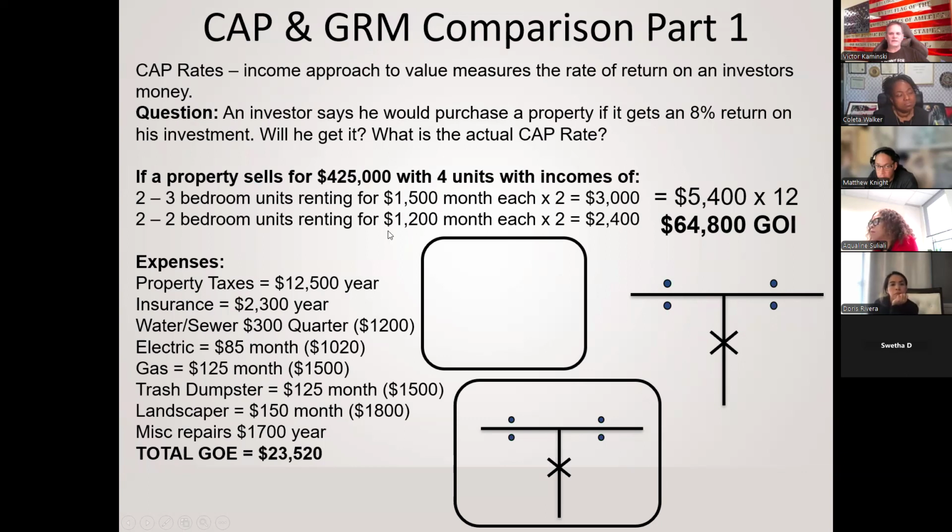I already calculated the income here for you. There are 2 three-bedroom units renting for $1,500 a month each, so 1,500 times 2 is 3,000. 2 two-bedrooms renting for $1,200 a month each, times 2, that's 2,400. 2,400 plus the 3,000 is 5,400. Times it by 12, and there's your annual gross operating income of 64,800. Then here are all your expenses. I already added them up for you, 23,520. So what do we do now?